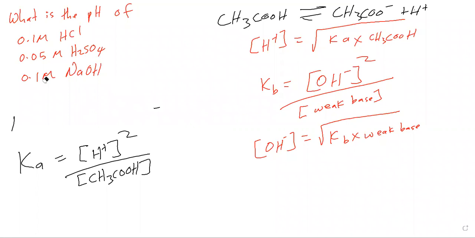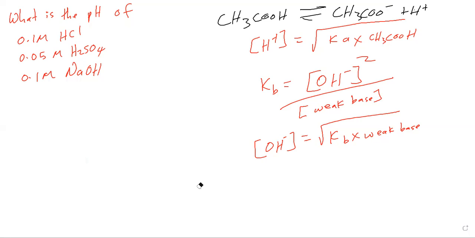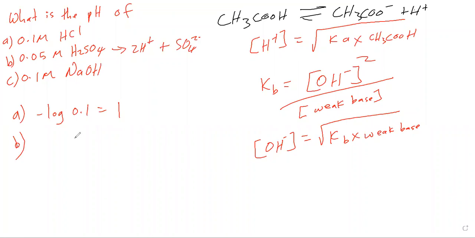All right, what would you do for number one? That's negative log 0.1, which will give you 1. What would you do for number two? Negative log 0.05? Not that. It's a strong acid, so you multiply 0.05 by 2 for the 2 hydrogens there. So it is 0.05 times 2, which is 0.1. And then when you take the log of that, 1.